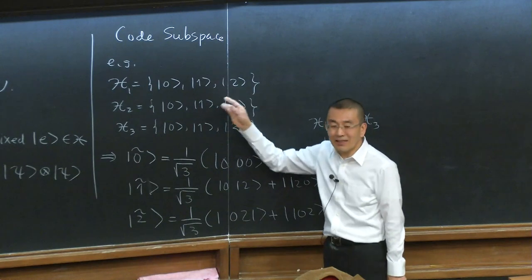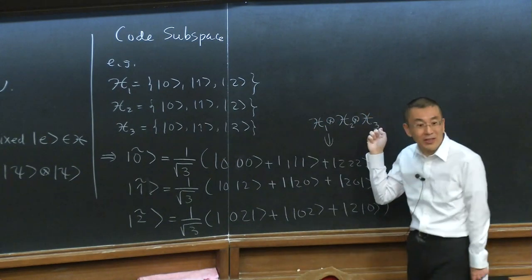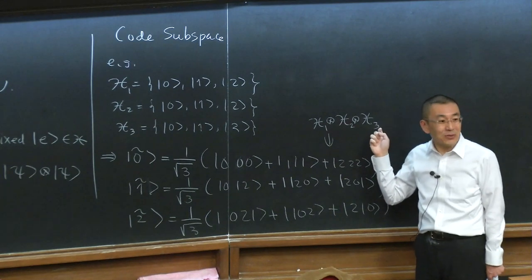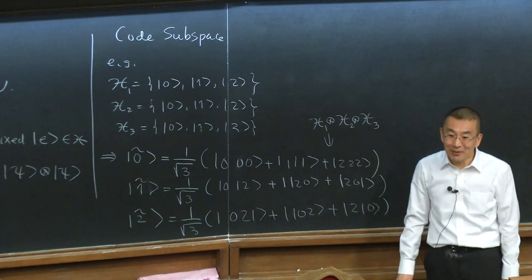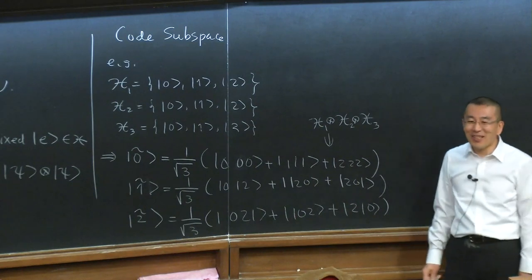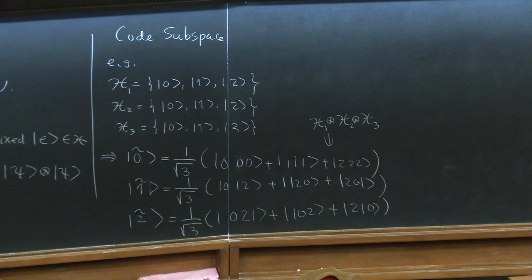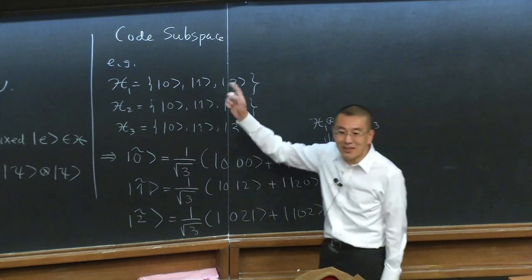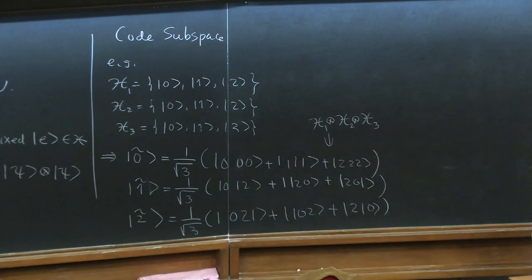This Hilbert space is 27 dimensional, and in this 27 dimensional Hilbert space, I pick three states. Now I'm going to encode data. I want to send one of these three states, but instead I'm going to send one of these three tilde states. And then the data may get corrupted. So how can you correct it?